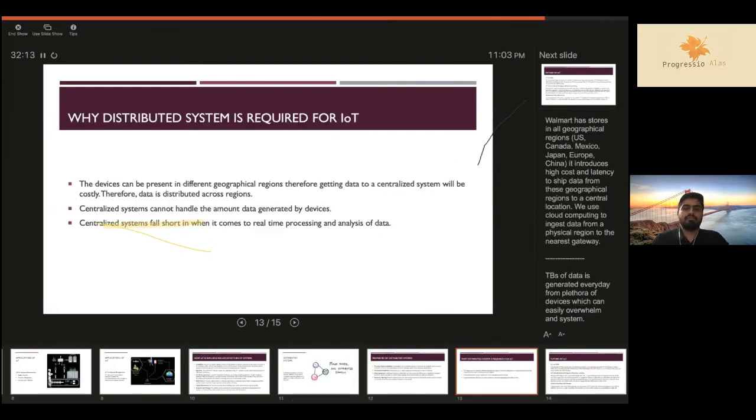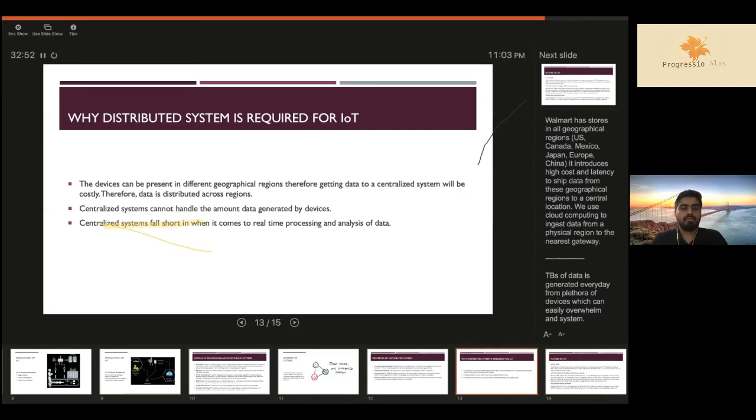Okay, why are distributed systems required for IoT? Why do we need distributed systems to handle IoT devices and the IoT domain? These are some examples that I found from my experience, and there can be more reasons for choosing distributed systems. But let's go over these and see how they fit together.